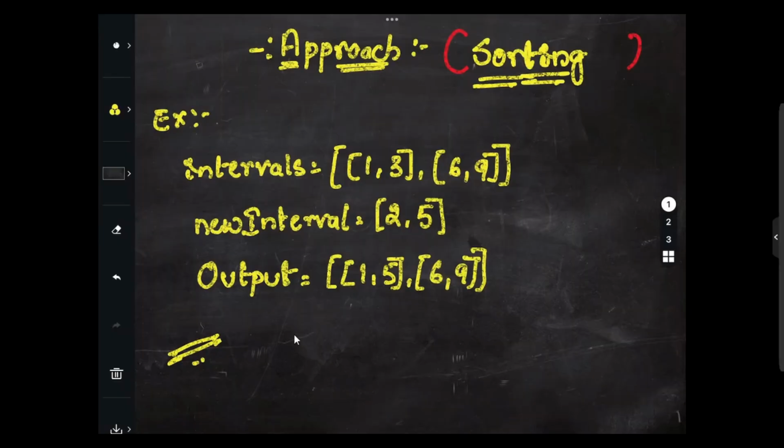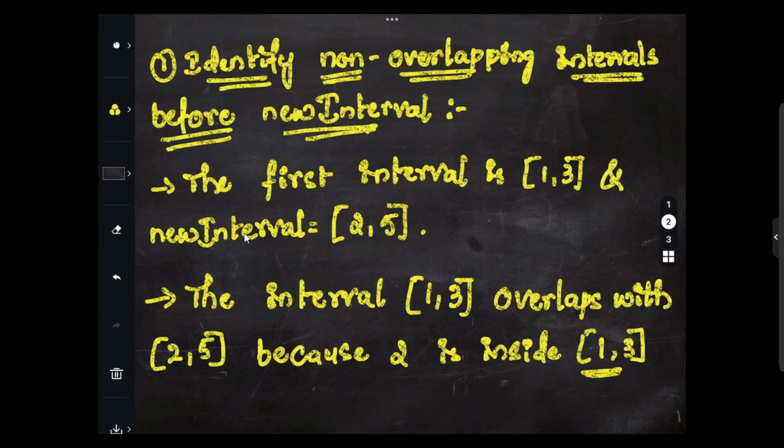Here I have considered the same first example that they have given in the question. This one will be going with sorting, which we have to keep in mind. Intervals are 1 comma 3 and 6 comma 9, and the new interval is 2 comma 5. The output has to be 1 comma 5 and 6 comma 9. Let's discuss the edge cases step by step.